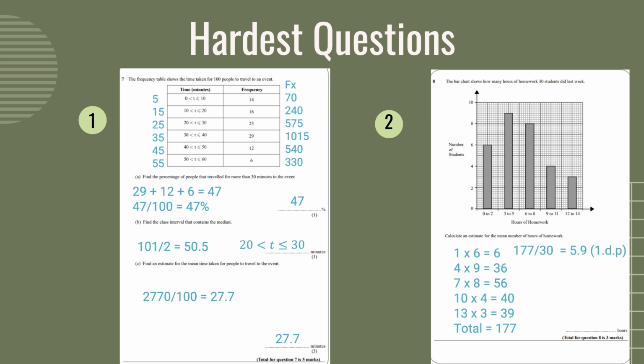We then divide it by the total number of students who did the homework, which is 30, so we do 177 divided by 30, which equals 5.9 to 1 decimal place. If it doesn't tell you how many decimal places you want, and you've got a really big number in your calculator, just state how many you've done it to. As I've stated, I've done it to 1 decimal place. So our final answer would be 5.9 hours.